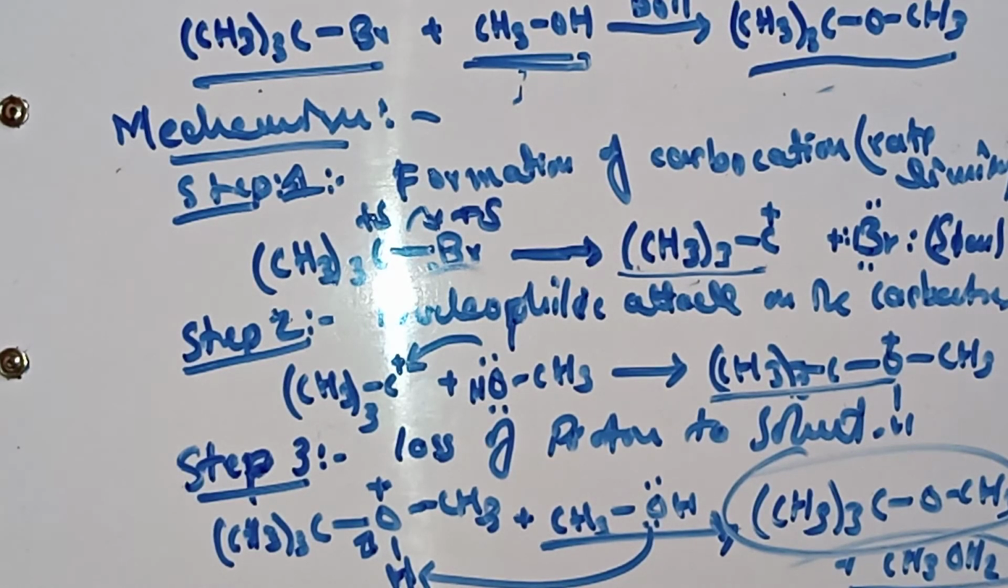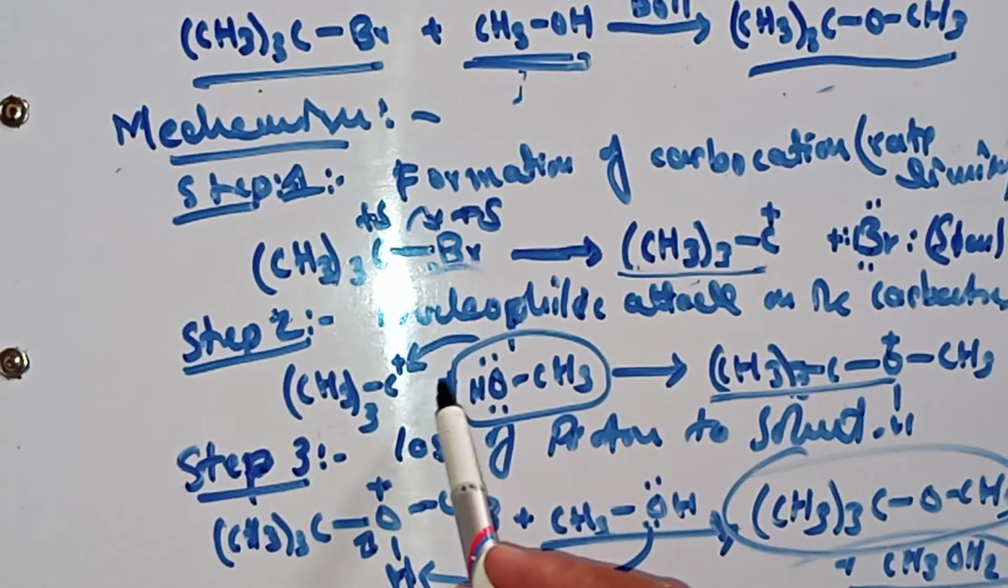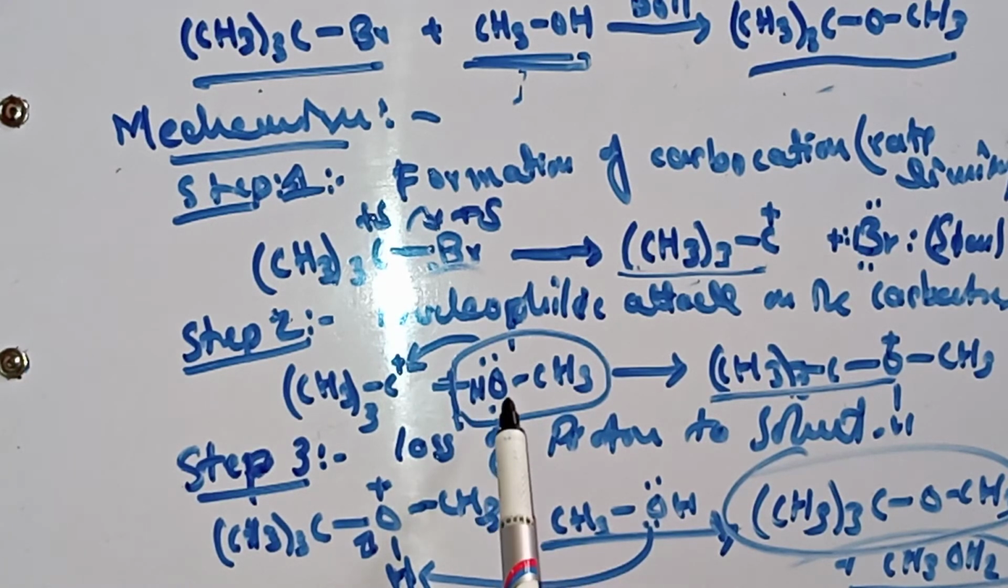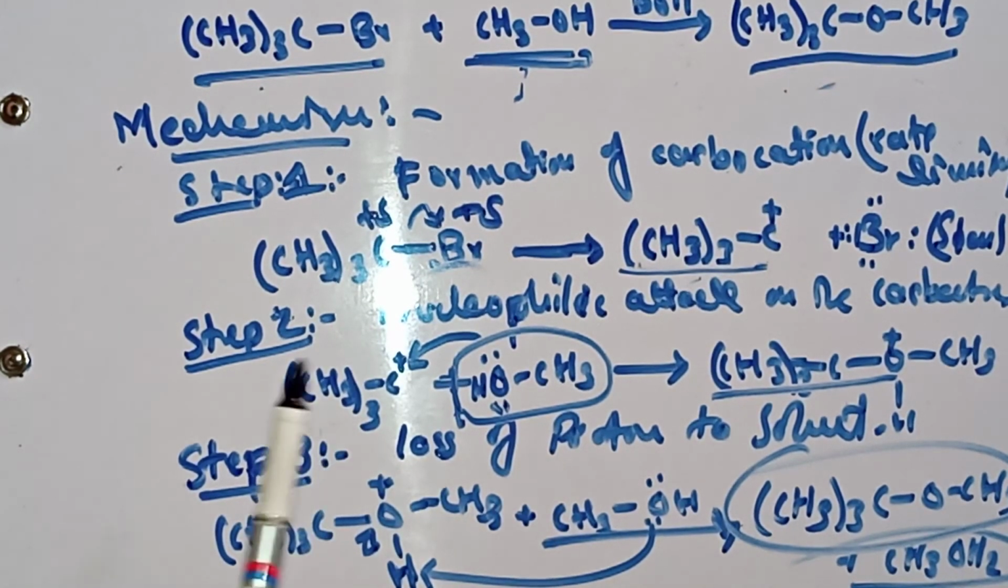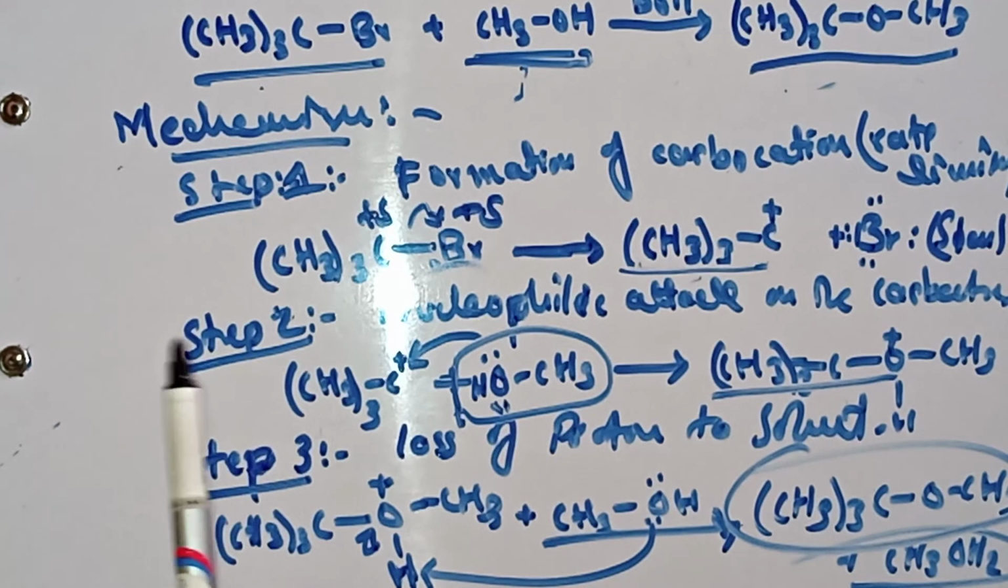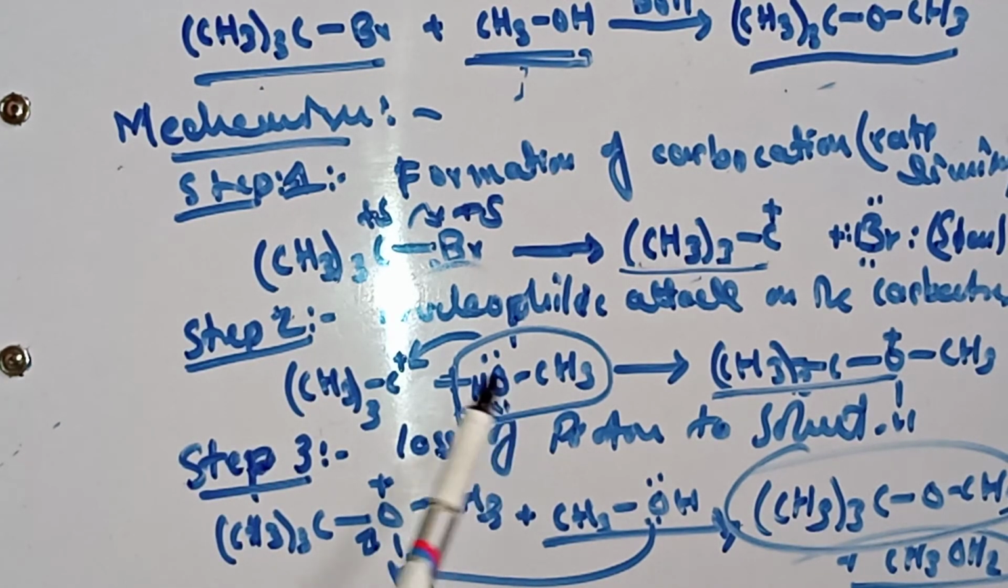But when a neutral nucleophile is not used and a negative nucleophile is used, only two steps will be required to complete the Sn1 reaction, while in the case of a neutral nucleophile or neutral solvent, it will complete in three steps. These are the three steps of the Sn1 mechanism.